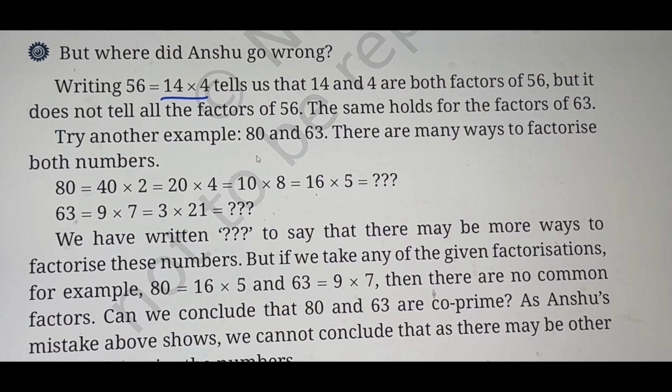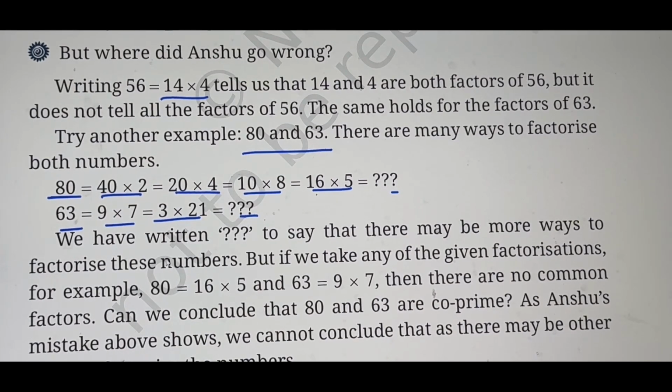Right? Now, suppose we take another example, 80 and 63. There are many ways to factorize both the numbers. Suppose we take 80. So 40 into 2 is 80, 20 into 4 is 80, 10 into 8 is also 80, and 16 into 5 is also 80, right? And for 63, 9 into 7, 3 into 21, right? We can write more. The question marks given here say that there may be more ways to factorize them.